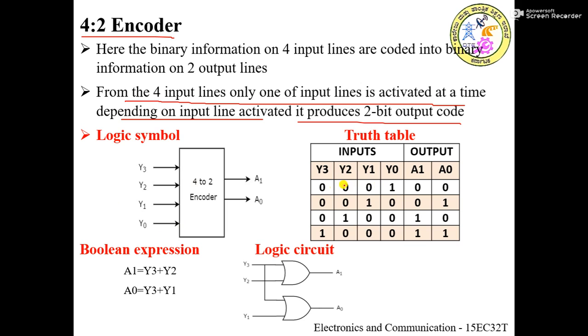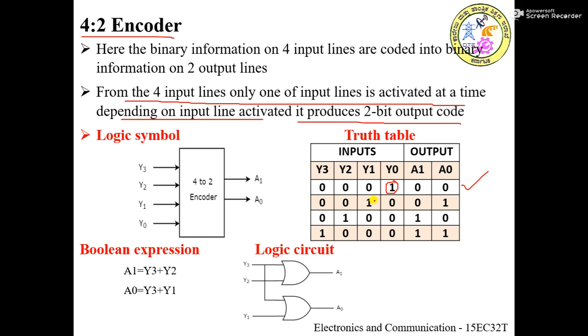You can see here there are 4 inputs, which means there will be 4 combinations. Out of these 4 combinations, only one line is activated at any time. So based on which line is activated, the output code is produced. In the first combination, only Y0 is activated. So since Y0 is activated, the output code will be 0 0. You can see the subscript here. Subscript is 0, which means its equivalent binary notation will be 0 0.